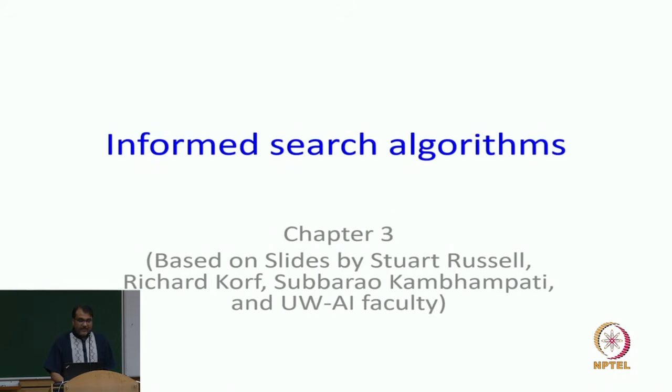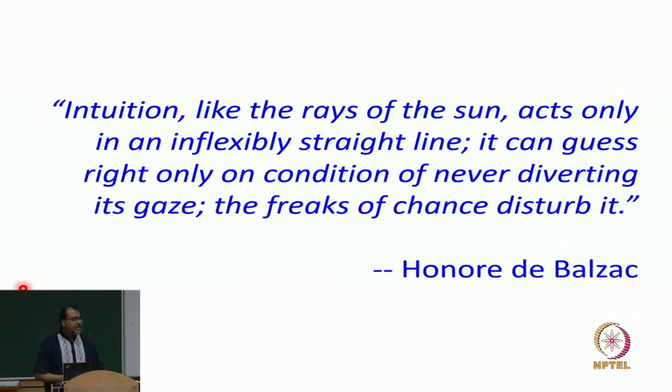We are going to talk about informed search algorithms, and the main idea is that we need to add some intuition in our search algorithms. We do not want it to blindly be looking in all directions hoping that by mistake it reaches the goal. We would encourage it to go towards the goal. We would add intuition, but of course, intuition is like the rays of the sun that act only in an inflexible straight line, as this great philosopher said, or at least the person who wrote the quote said.